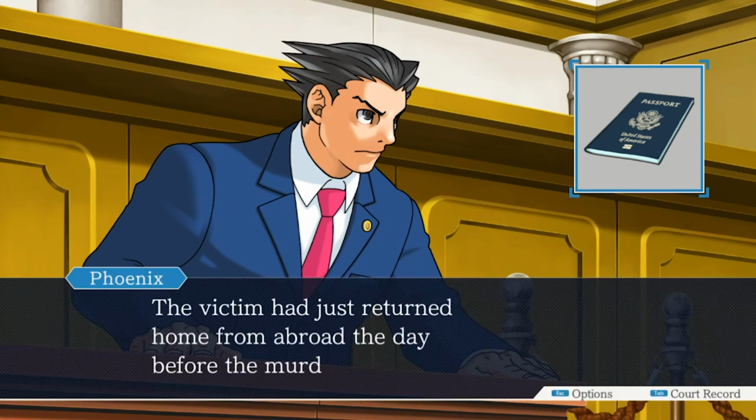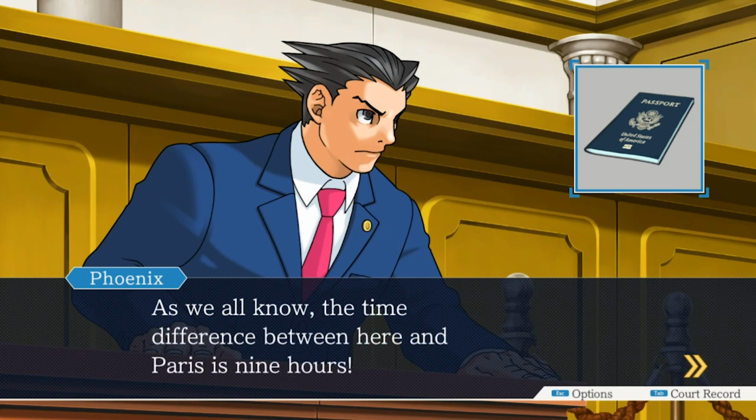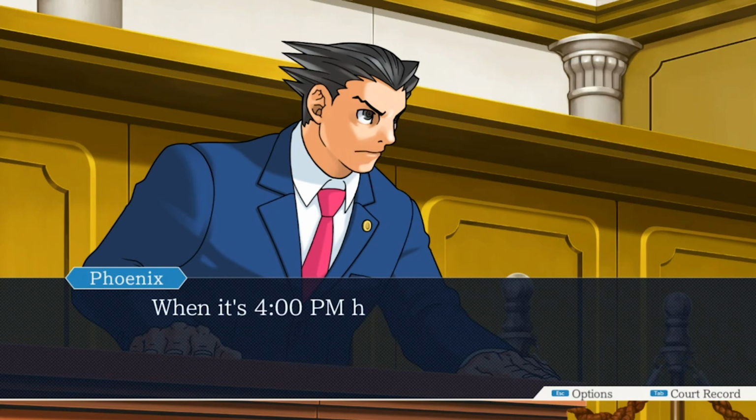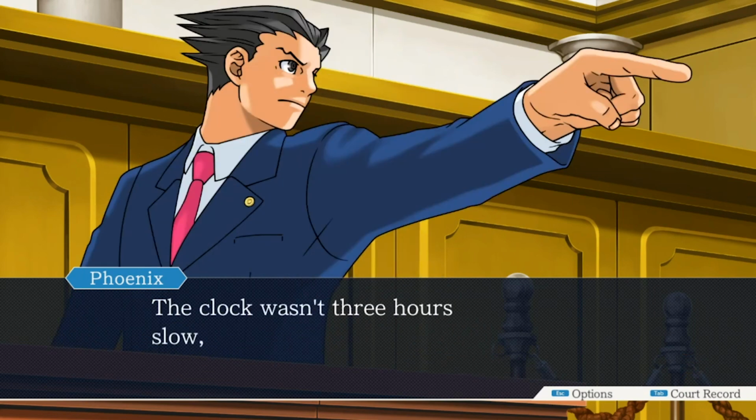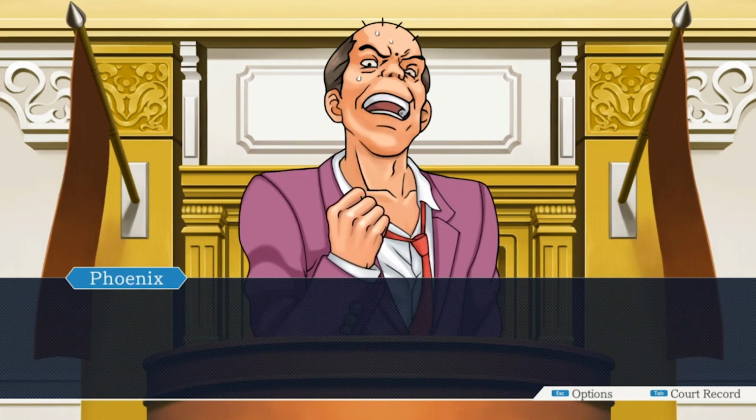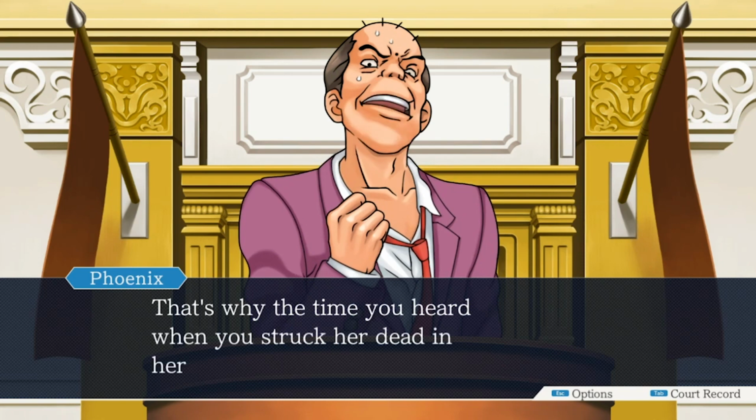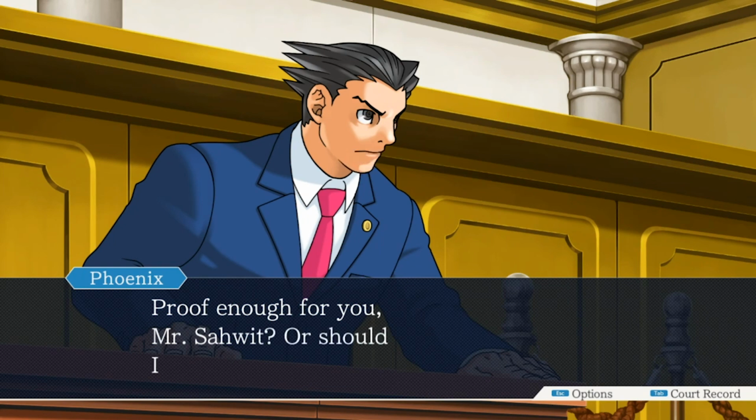The victim had just returned home from abroad the day before the murder. As we all know, the time difference between here and Paris is not small. When it's 4 p.m. here, it's 1 a.m. the next day there. The clock wasn't 3 hours slow, it was 9 hours fast. The victim hadn't reset her clock since returning home. That's why the time you heard when you struck her dead in her apartment was wrong. Proof enough for you, Mr. Saw It? Or should I say, Mr. Did It? So bad. I love it.